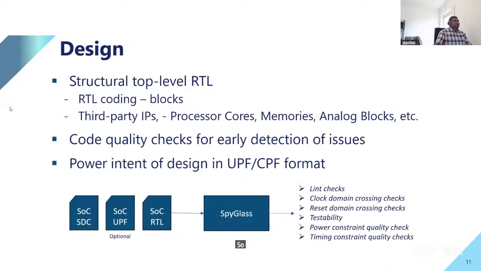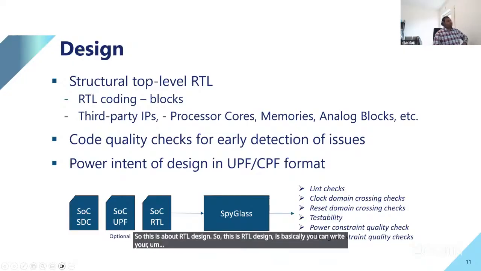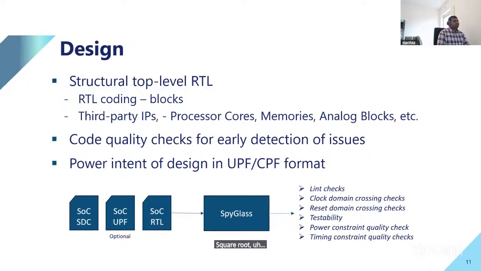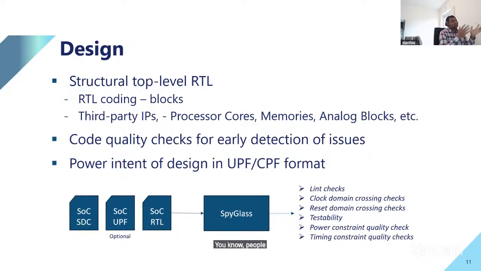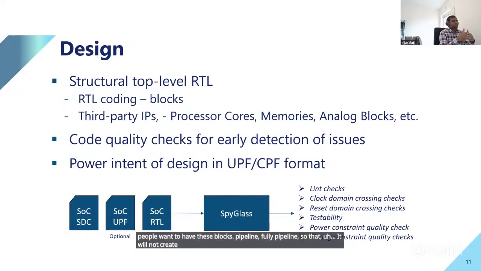So this is about RTL design. In RTL design you can write any type of code. If you're working with processors, you could write a square root module which can perform the square root operation, floating point multipliers, floating point dividers. People make a big deal about those blocks because they take more than one clock cycle. People want these blocks fully pipelined, so that they will not create blockages in processor performance.